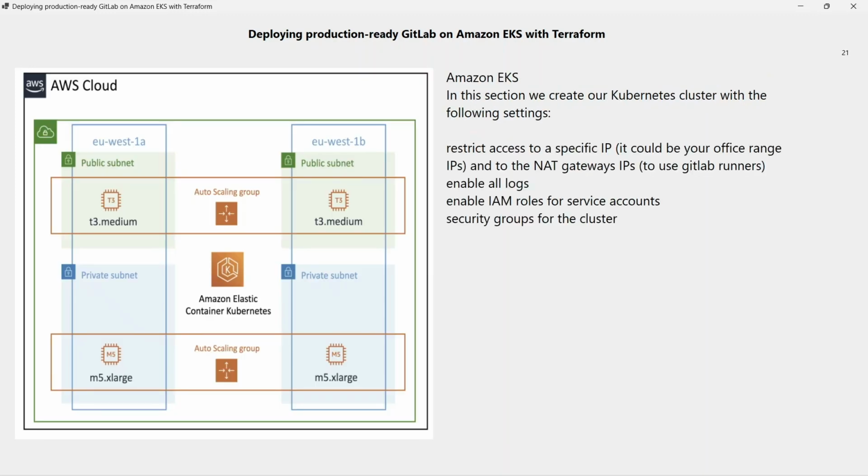Amazon EKS. In this section we create our Kubernetes cluster with the following settings. Restrict access to a specific IP, it could be your office range IPs, and to the NAT gateways IPs, to use GitLab runners, enable all logs, enable IAM roles for service account, security groups for the cluster.